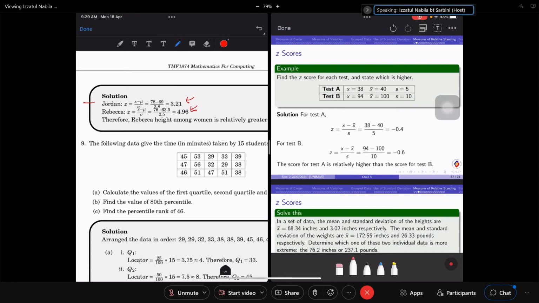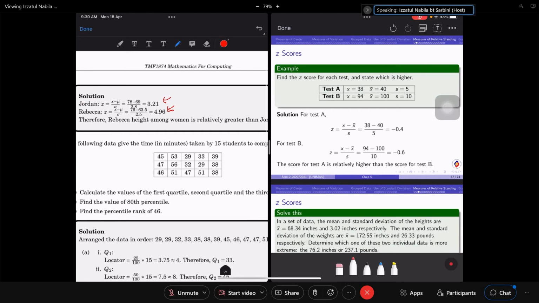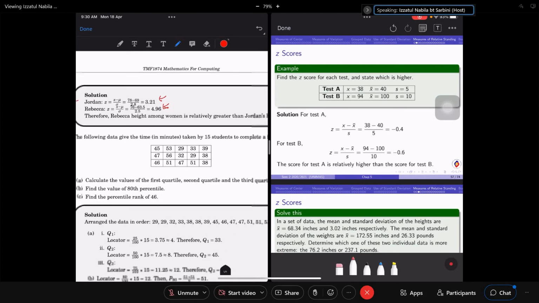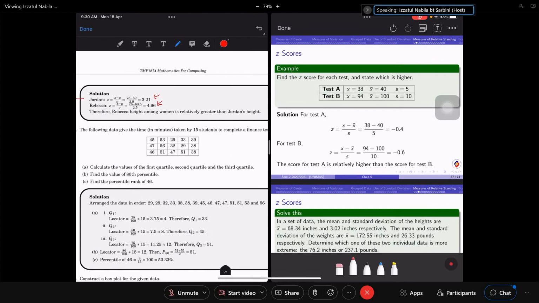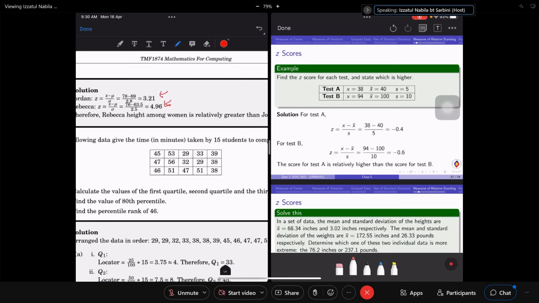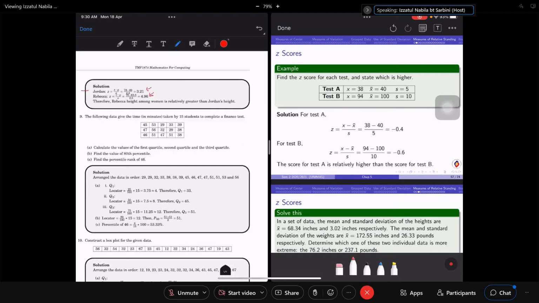4.96. So you can see that Rebecca's is 4.96. Therefore, Rebecca's height among women is relatively greater than Jordan's height among men. Very straightforward, you just use the z-score.